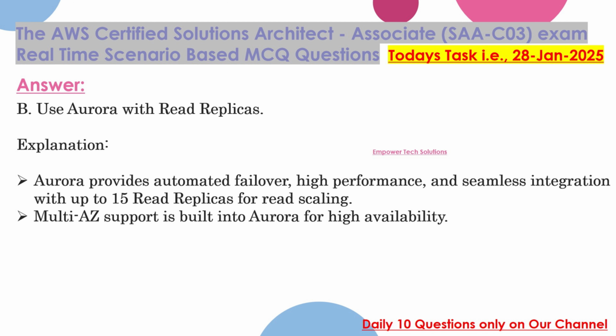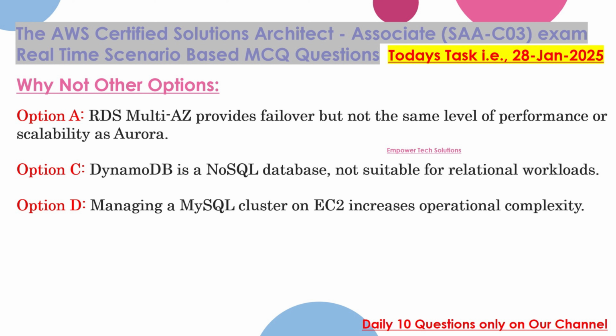Correct answer: B. Use Aurora with read replicas. Explanation: Aurora provides automated failover, high performance, and seamless integration with up to 15 read replicas for read scaling. Multi-AZ support is built into Aurora for high availability. Why not other options? Option A. RDS Multi-AZ provides failover but not the same level of performance or scalability as Aurora. Option C. DynamoDB is a NoSQL database, not suitable for relational workloads. Option D. Managing a MySQL cluster on EC2 increases operational complexity.